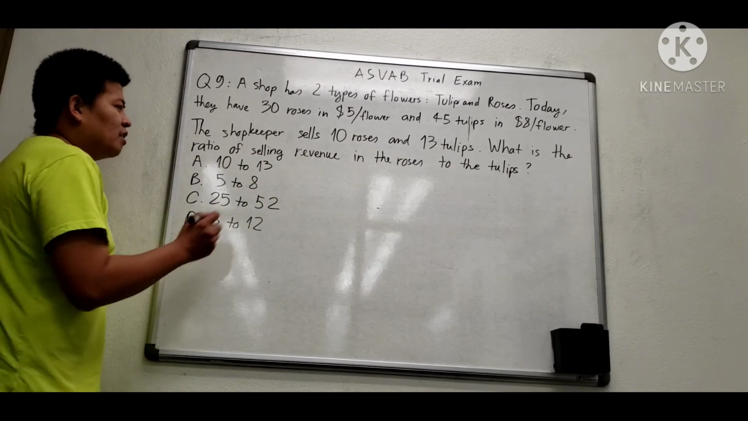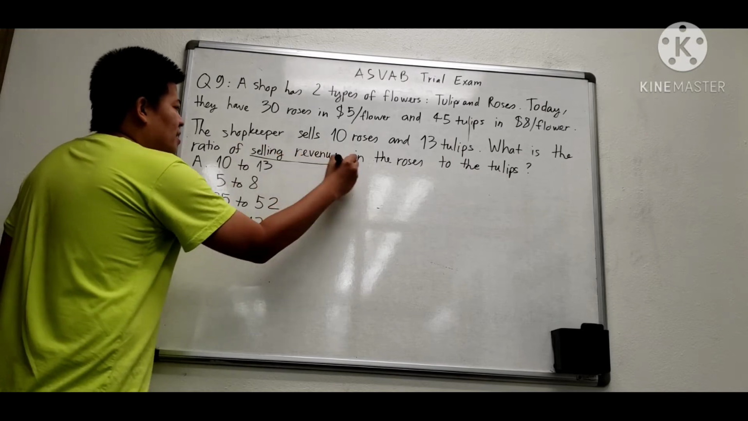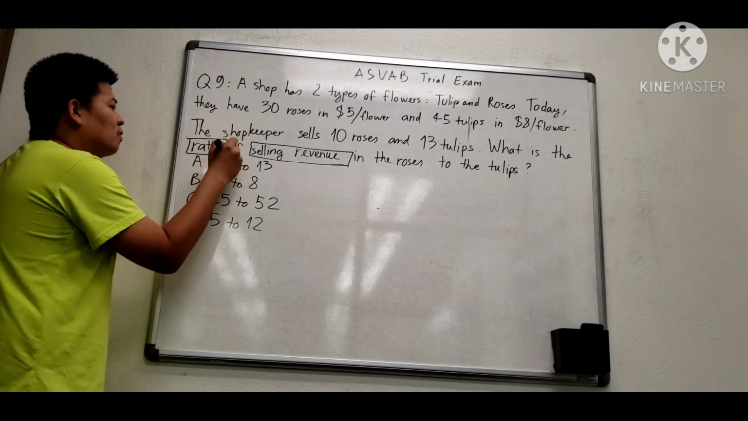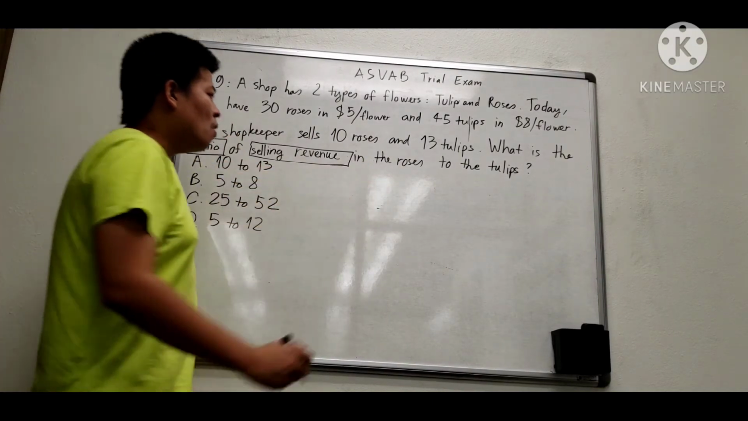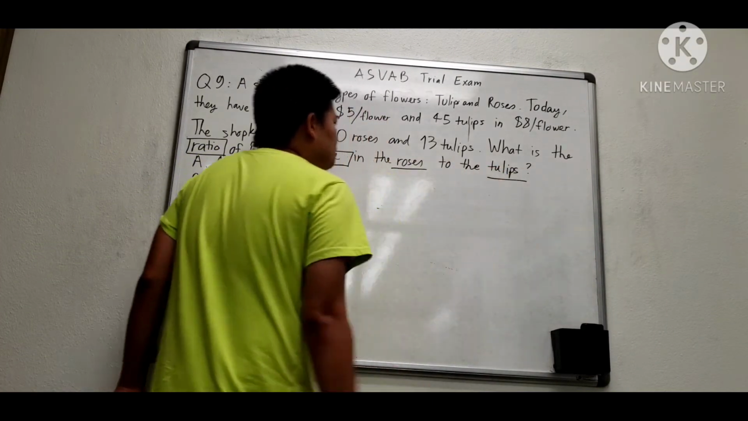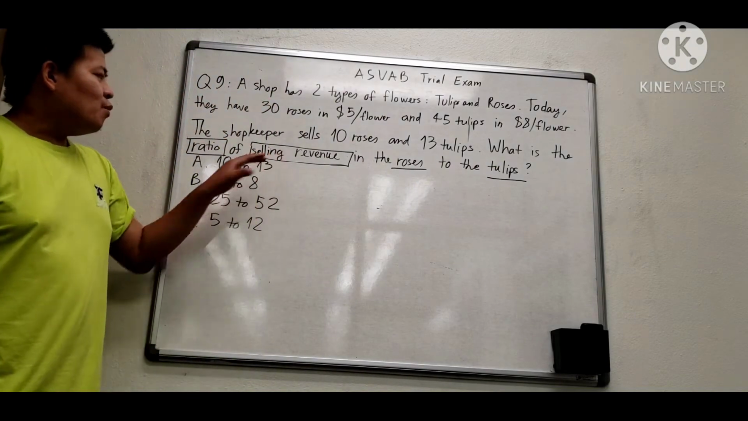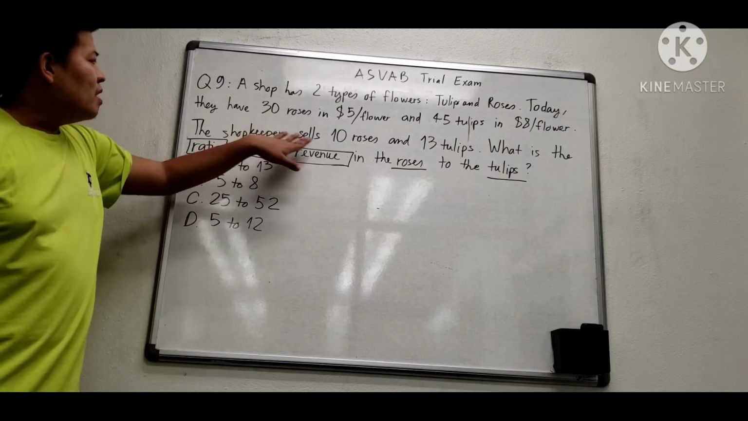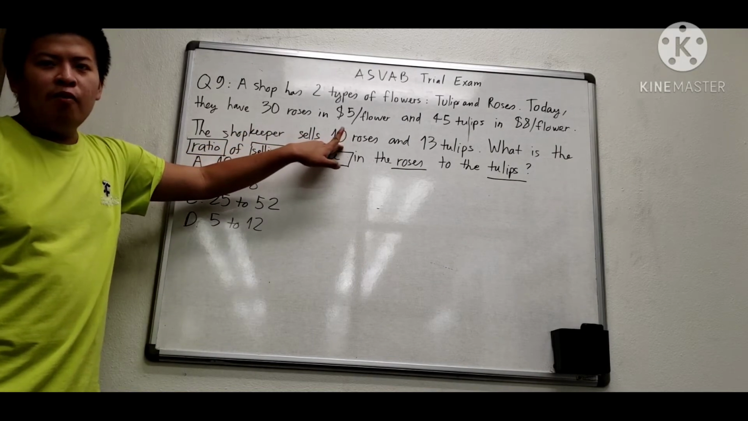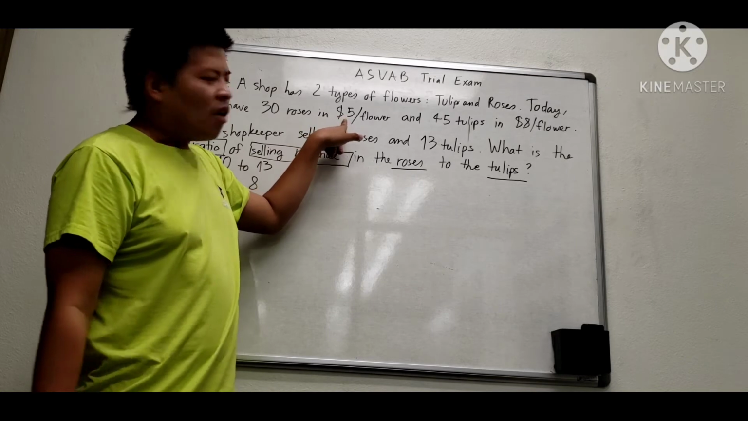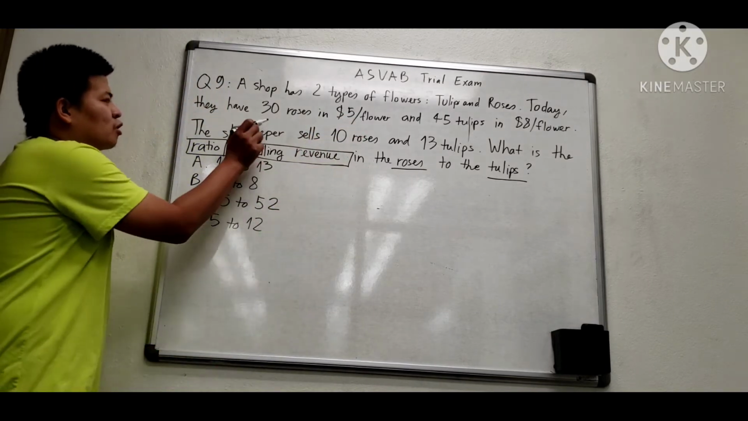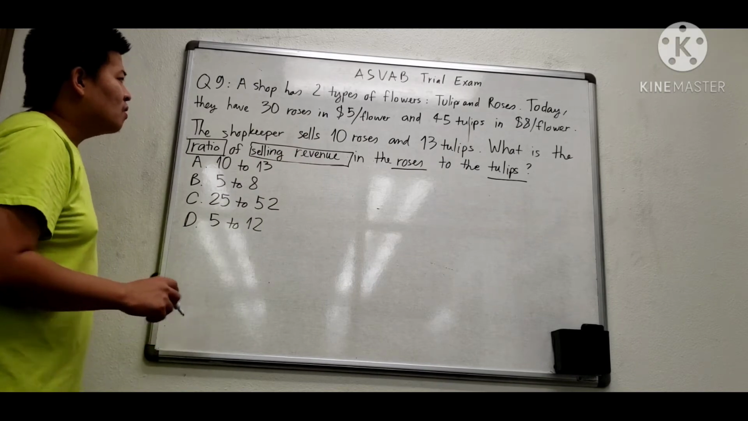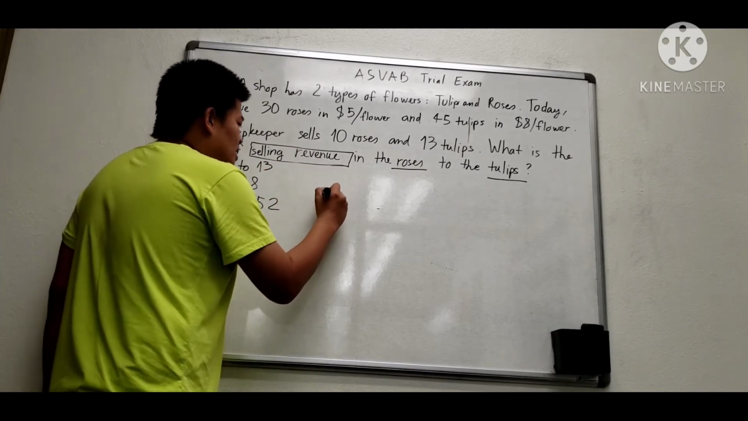So in the question, they ask about the selling revenue, and they ask about the ratio between the rose and the tulips. If we want to find the selling revenue, this means we multiply the number of flowers sold by the price, not the total flowers by the price. That's wrong. So the answer for the question is this.